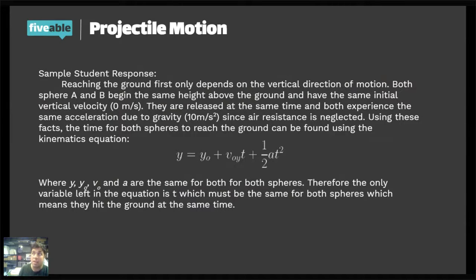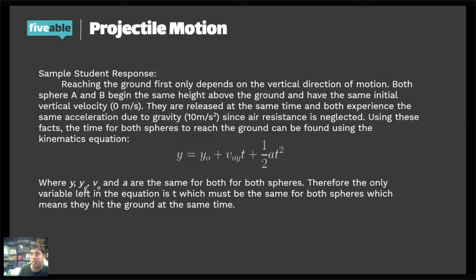In this case, though, they both had the same initial velocity, vertically 0. Sphere B had a horizontal velocity that wasn't 0, but it wasn't falling downwards at the beginning, and it wasn't thrown upwards at the beginning. It was just thrown perfectly sideways. So they both had the same vertical velocity, 0 in both these cases.